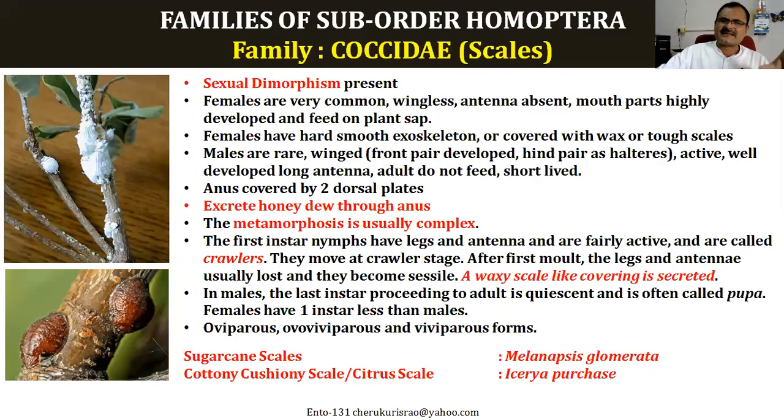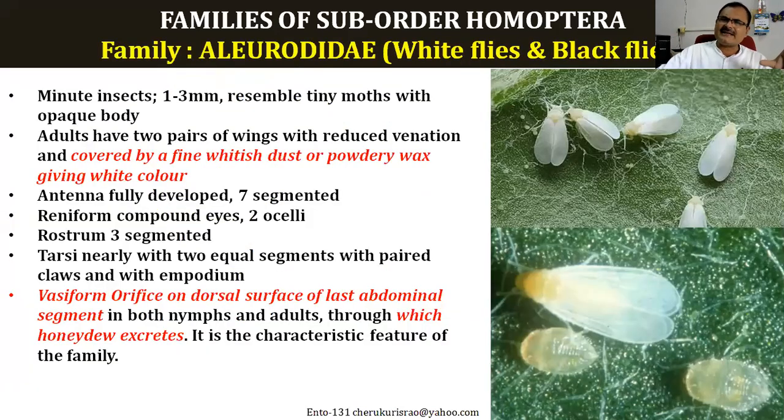So this is interesting. Another one is Aleyrodidae. This is an extremely important family. Please remember, this is one of the most important. We call them white flies and black flies. Actually, we can't call them white flies, because only the wings are white in color, whereas the body is yellow. However, as the wings cover the entire body and are always white, we call them white flies. Very, very common, and economically very, very important.